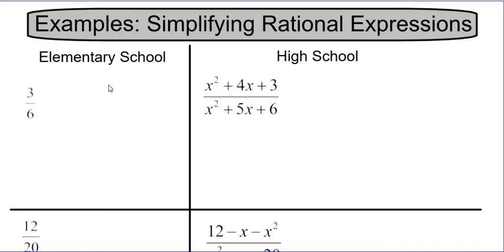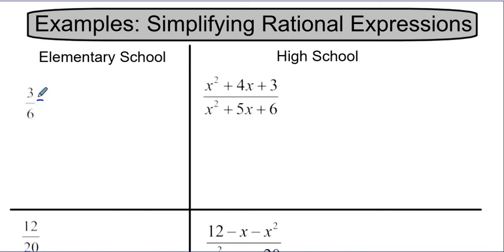So in these first examples, we're just going to take a look at some elementary school versions of reducing fractions, and then also look at the high school version, which is reducing a rational expression. There's a lot of similarity, and that similarity is really important to understand. So when I look at the first problem here, what I'm going to do is demonstrate why using multiplication tables is a more efficient way to divide.